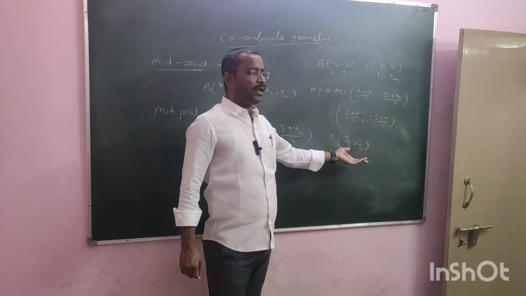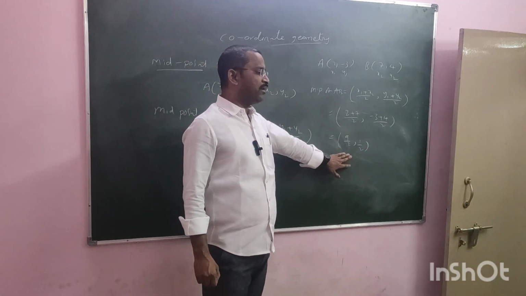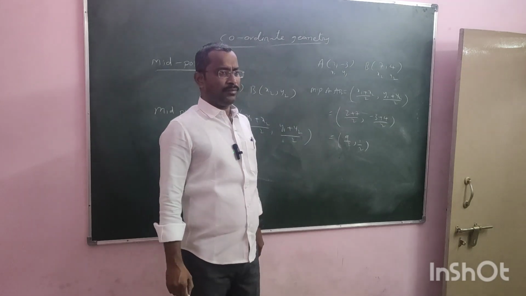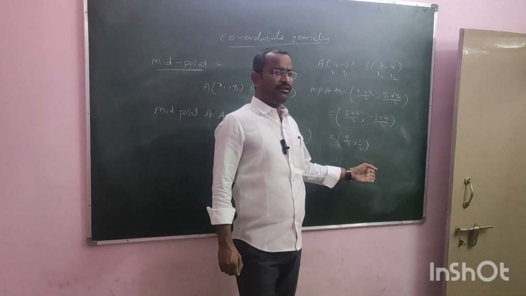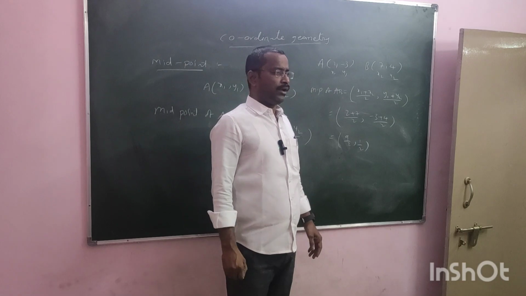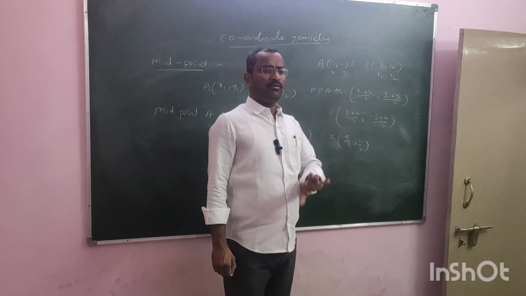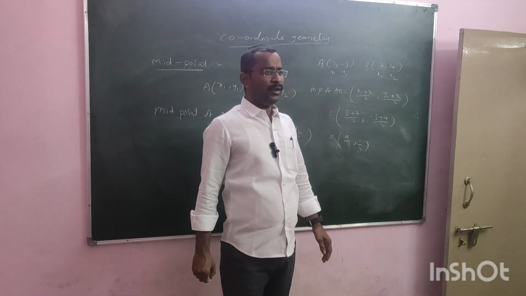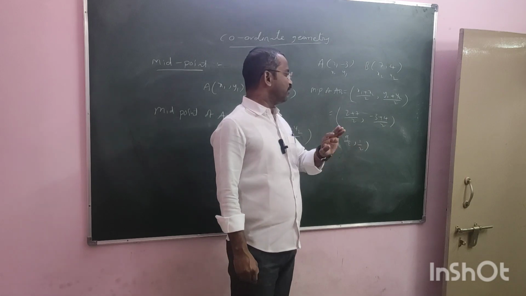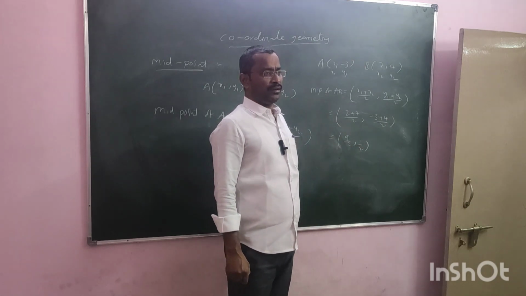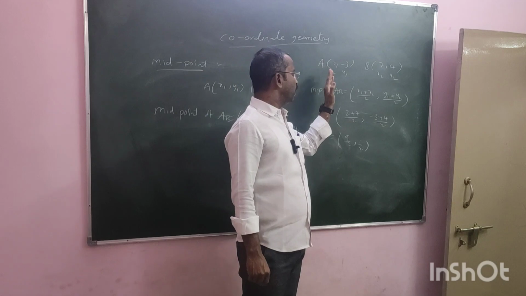If you are able to cancel, you can. Otherwise, leave it. Don't write it in decimal form. Like 1 by 2, don't write it as 0.5. Leave it as 1 by 2. 9 by 2, don't write it as 4.5. Just leave it as 9 by 2. Decimal representation is not required when a coordinate system is used. So this is how to find the midpoint.